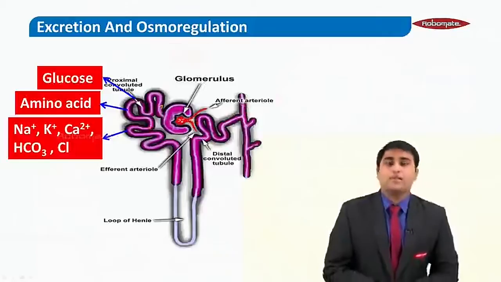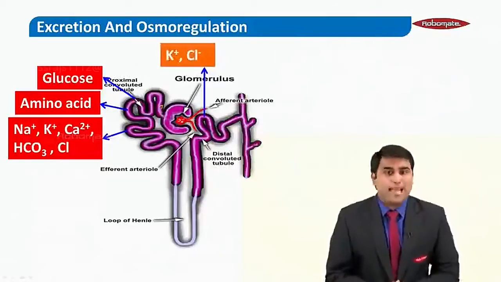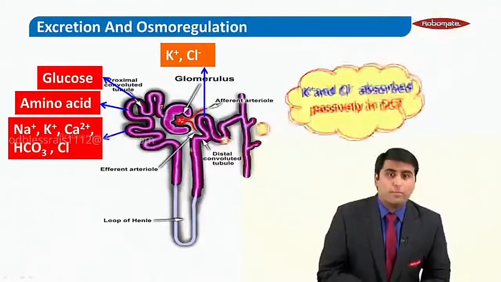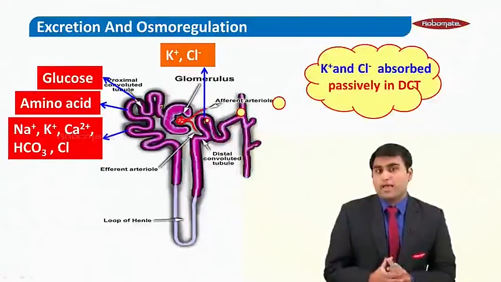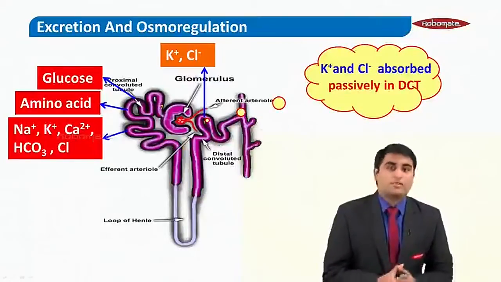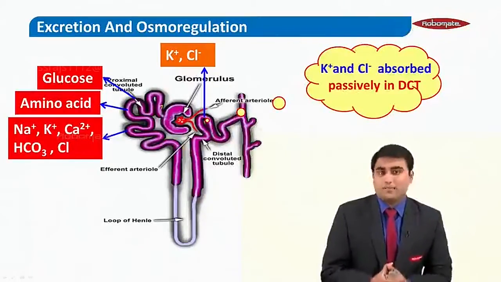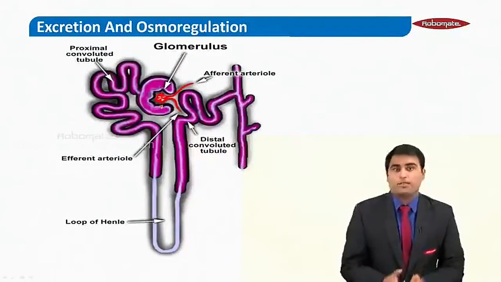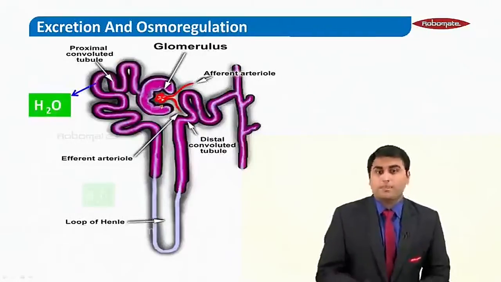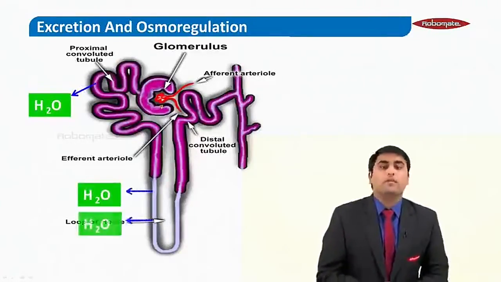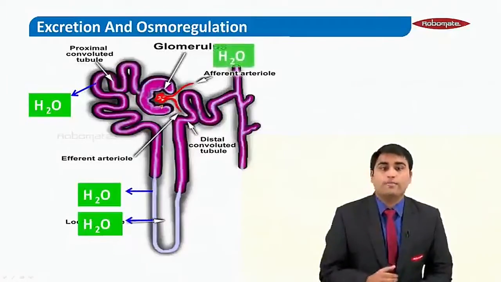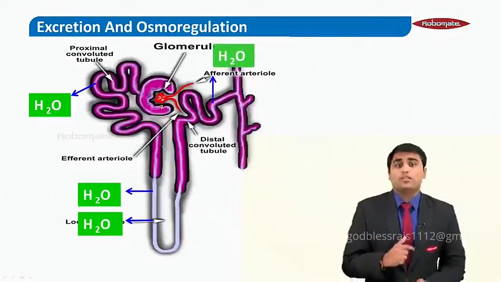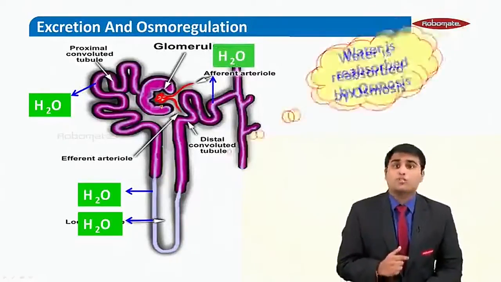Now similarly, there is also absorption of potassium and chloride ion from the distal convoluted tubule. But here this absorption is via passive transport. So potassium and chloride ions are absorbed passively from the DCT. Now let's see how is water absorbed and from where the water is absorbed. Now firstly, from the PCT the water is absorbed along from the descending limb of loop of Henle, then from the DCT as well. So at these places the water is absorbed and it is reabsorbed via osmosis.